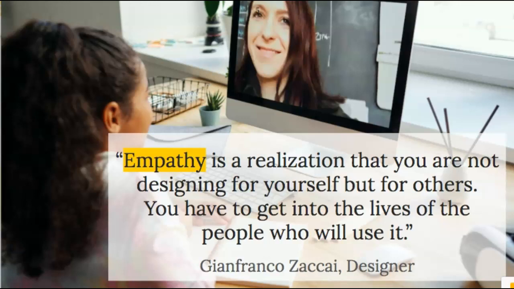And to do that, we have to get into the lives of the people who will use it, who in this instance of design are our students and sometimes our parents and caregivers. So we need to consider empathy, and that needs to be at the forefront of all of the decisions we make, is how is our end user going to use this and how is it going to benefit their learning?